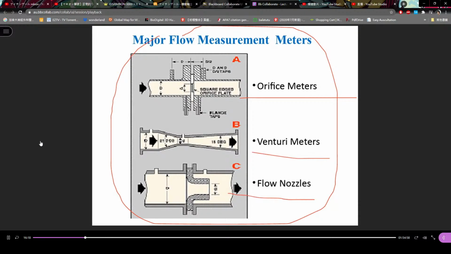A similar principle, similar equations, but there are different test measurements. So try to understand the details. If you have any questions, they must be related to these 3 meters. The first one is the orifice meter, Venturi meter, and flow nozzle.